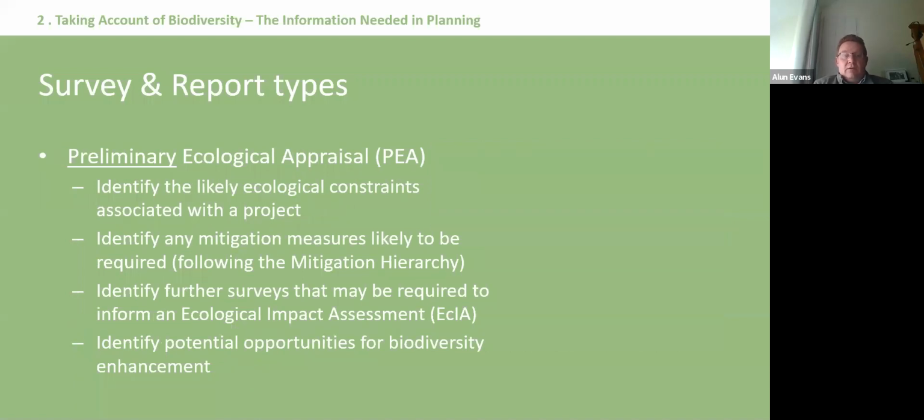So preliminary ecological appraisals are very good for giving you that initial overview. What are the likely ecological constraints for the project? Any potential mitigation requirements, following the mitigation hierarchy, identifying when further surveys are required to inform a more detailed analysis through an ecological impact assessment. Also, we'll flag up potential opportunities for biodiversity enhancement. For instance, if there's a hedge that's now gappy, there could be opportunities to plant up the gaps in that to provide that enhancement on the site.